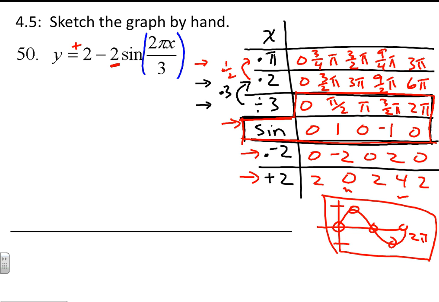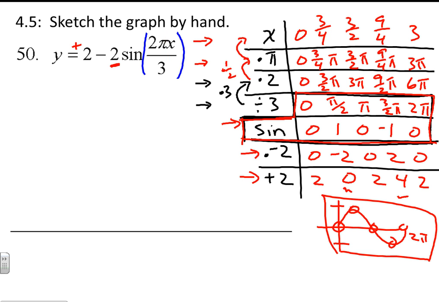To get from row 1 to row 2, I multiplied by pi. I'm going backwards, so I'm actually dividing by pi. And I get 0, 3 fourths, 3 halves, 9 fourths. And if I'm dividing by pi, I just get 3 here. Oh, so the period is just from 0 to 3, no pi's included. Let's see if that makes sense.